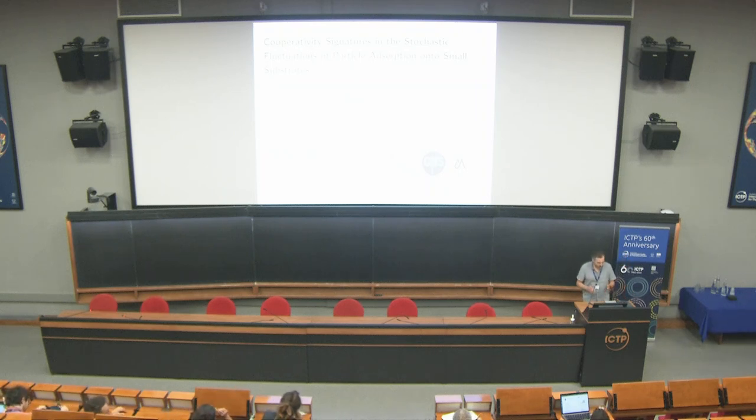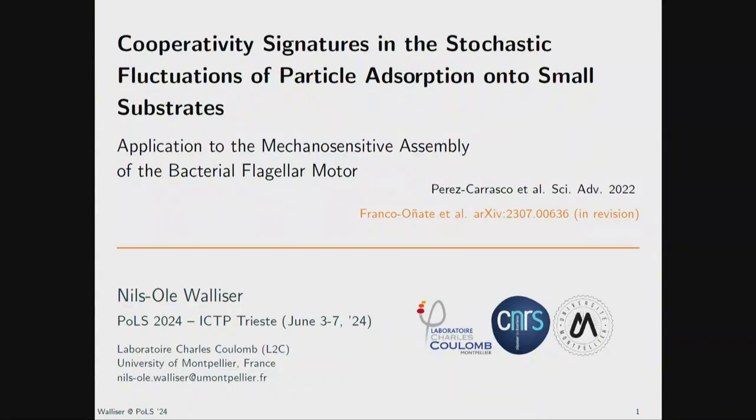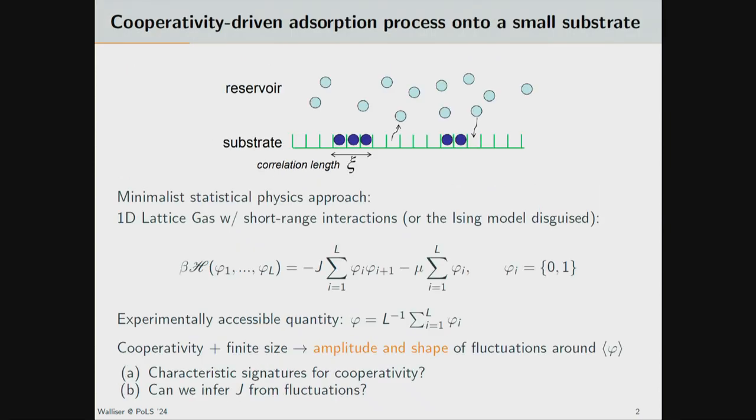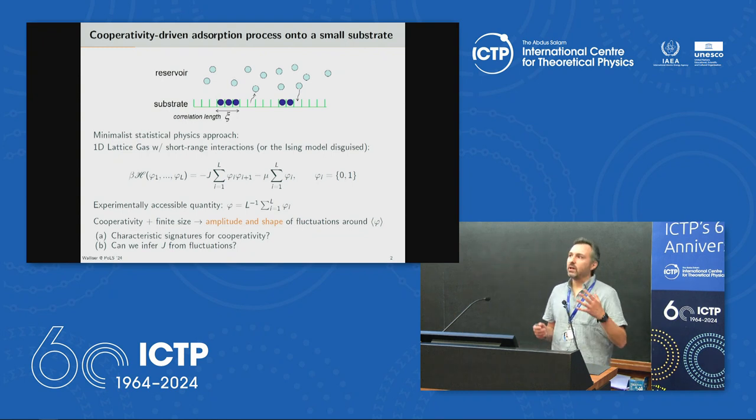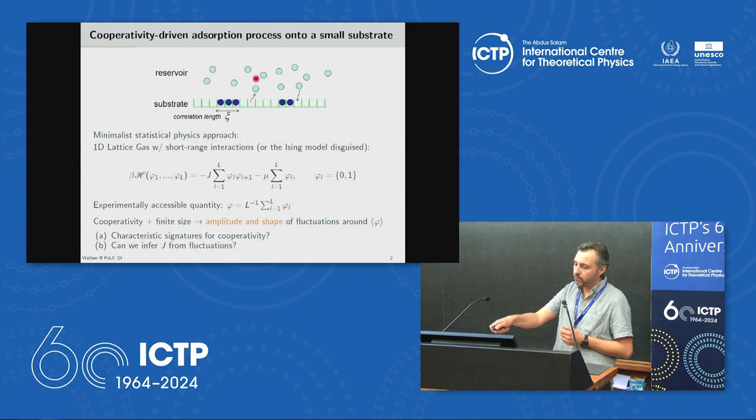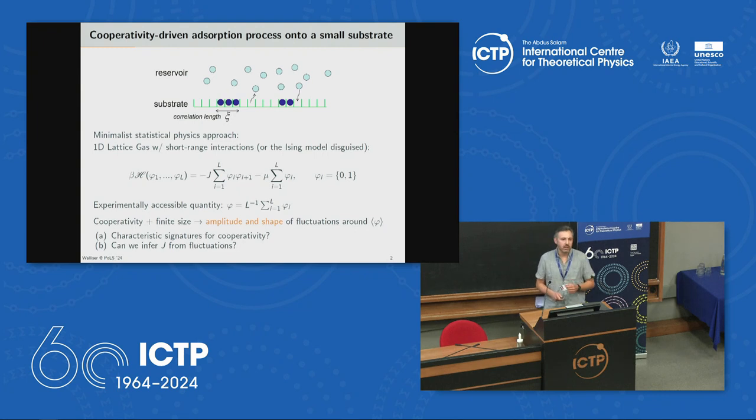Hi. So adsorption of chemical species onto substrate of finite size are commonplace in cell biology. A minimalist statistical physics account of this situation is a lattice with L sites in contact with a reservoir of particles described by a chemical potential mu, where bound particles can interact over short distances mediated by a coupling J.